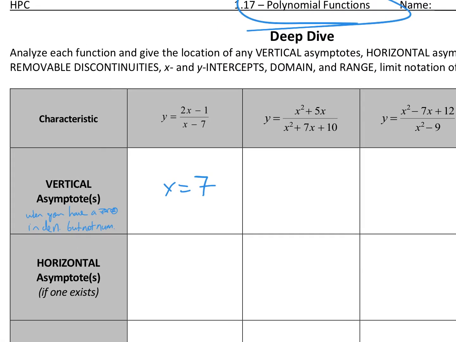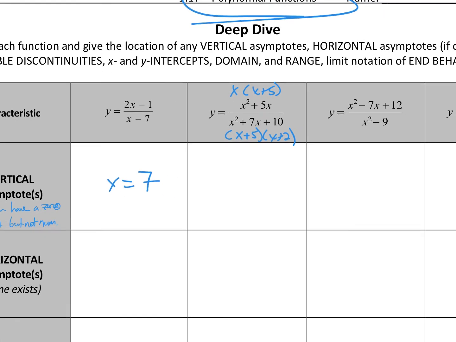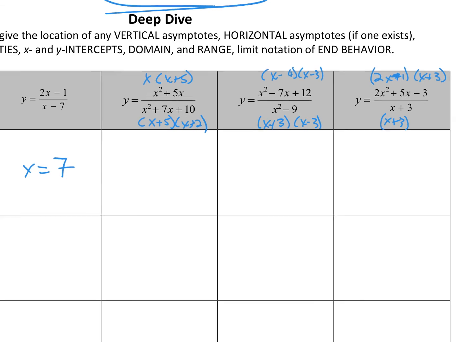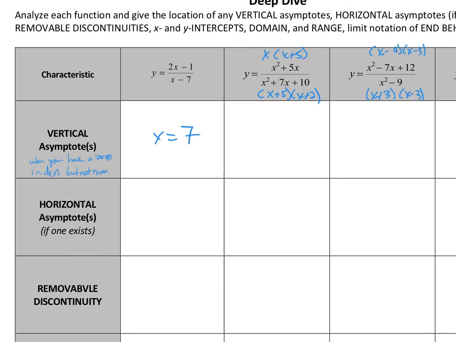Okay, we're going to need to factor these real quick. This is x plus 5, x plus 2. This is x and x plus 5. This is going to be x plus 3, x minus 3. This is x minus 4, x minus 3. And this last one is x plus 3, and then the other one is going to be 2x plus 1, x plus 3. How about 2x minus 1? I bet that will work better for us, 2x minus 1. Okay, so now that all these are factored, we've got a better idea.